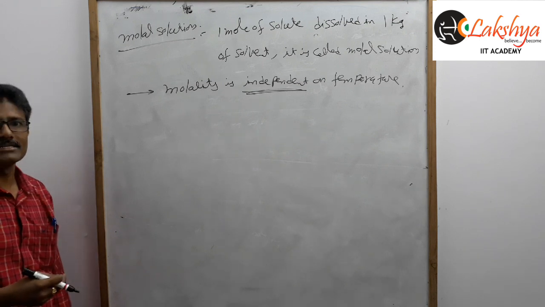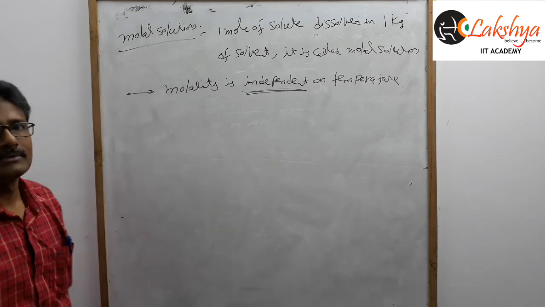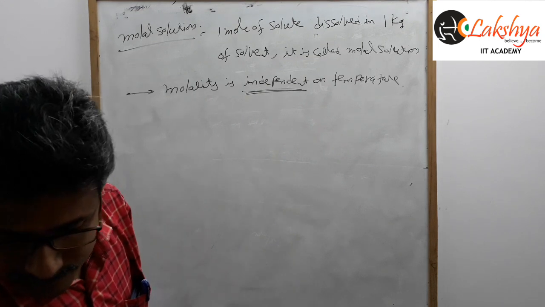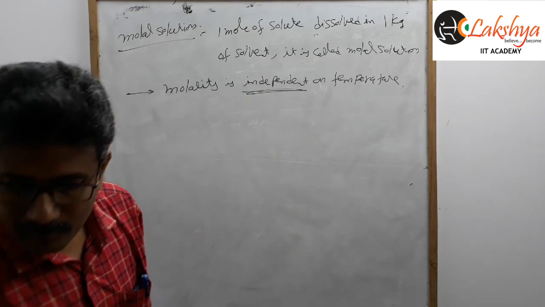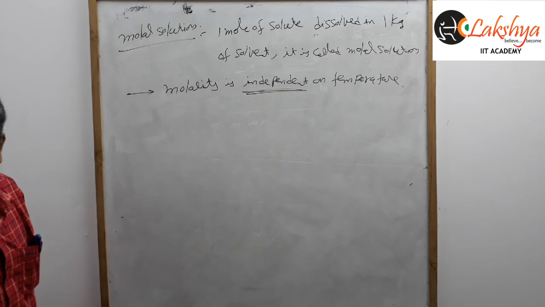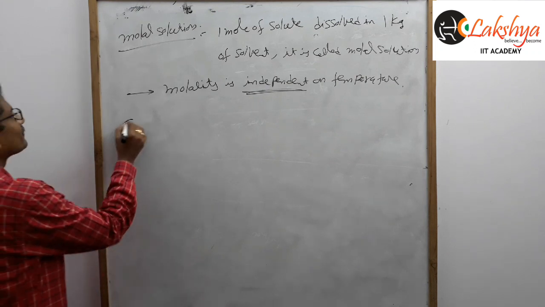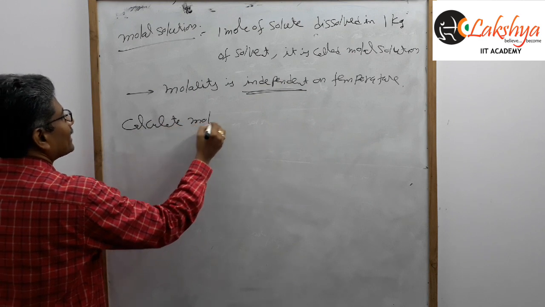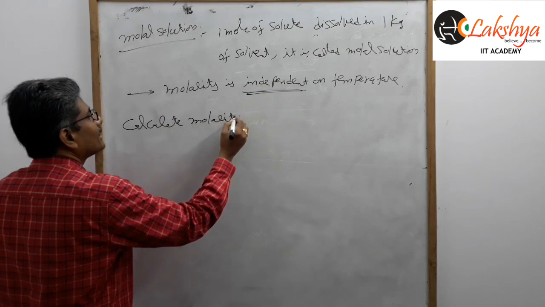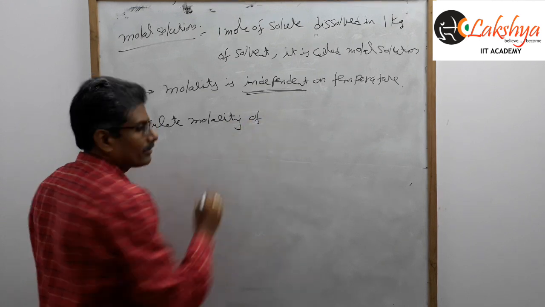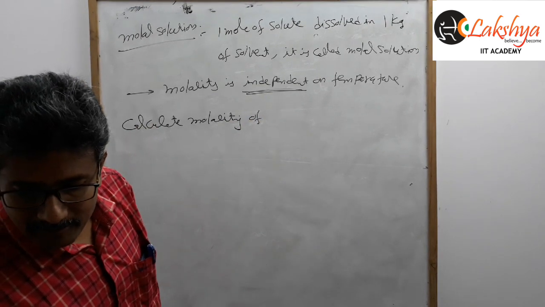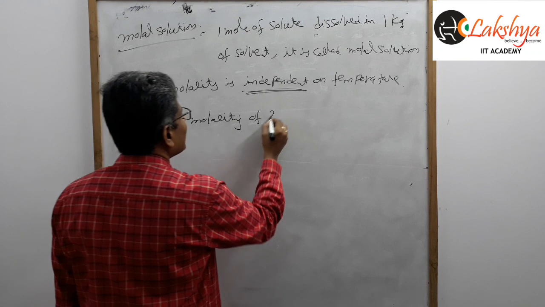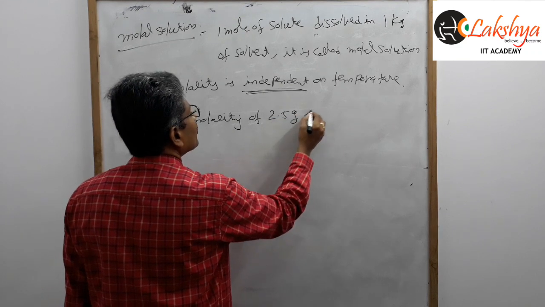Okay, a small problem we will discuss. Write down that problem. The problem is: calculate the molality of 2.5 grams of ethanoic acid.